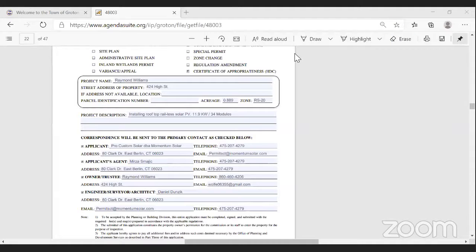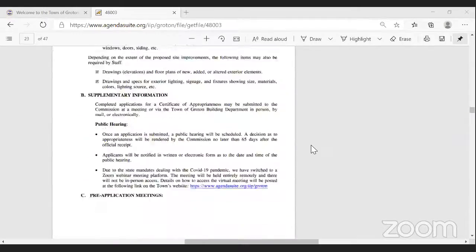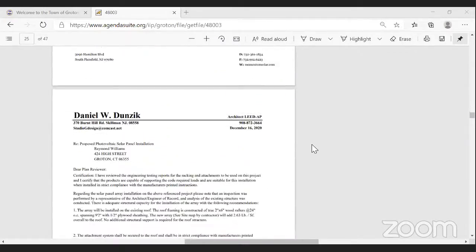Yep, I'm here. So we are hoping to install solar panels for the homeowner, Raymond Williams, at 424 High Street. We're proposing 34 modules, and the system size comes out to 11.9 kilowatts. It will be facing the south, opposite of the driveway, on the roof as well as the shed.